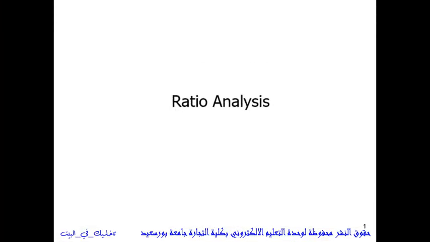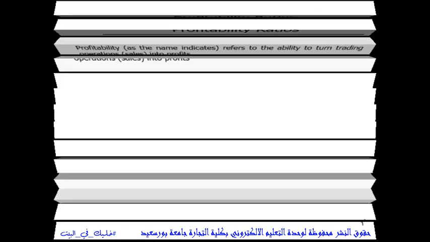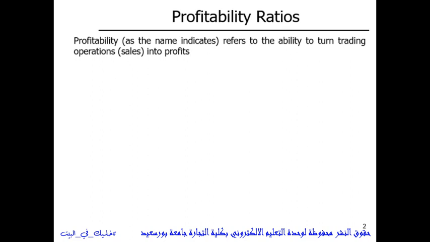Hello everybody, today we will make a revision for the ratio analysis chapter. Let's start with the profitability ratio. Profitability refers to the ability of the company to turn trading operations into profits. There are two main ratios in the profitability ratios.